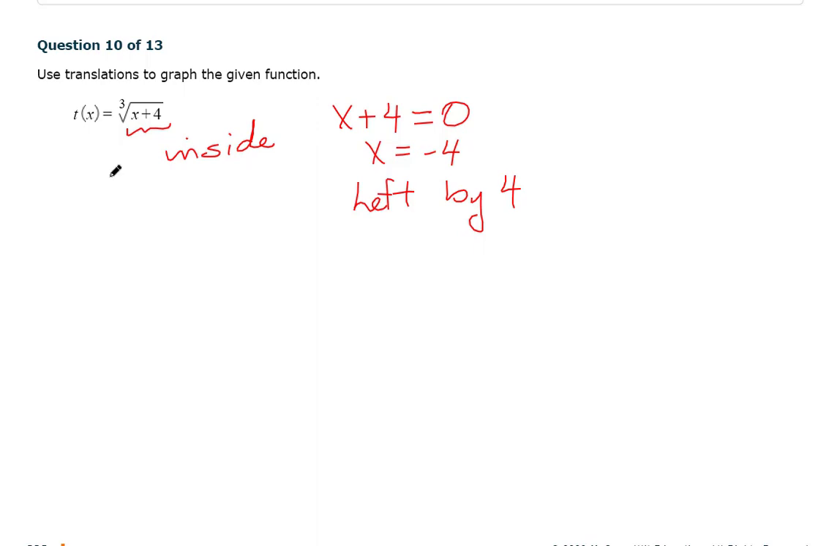Question 10, let's see. We got a cube root. All right. We know what the cube root looks like. It looks kind of like a square root, but it has a left-hand side. This plus 4 is on the inside, so that is a left or right. So x plus 4 is 0. I get x is minus 4. So I go left by 4.